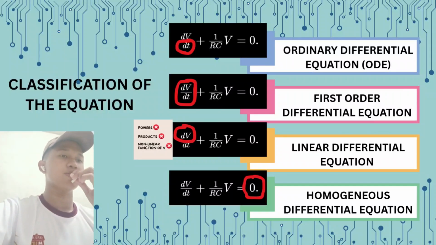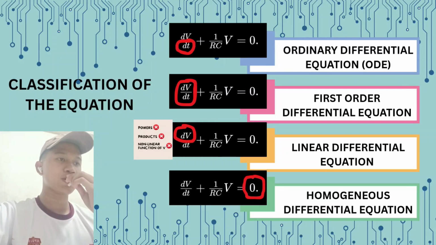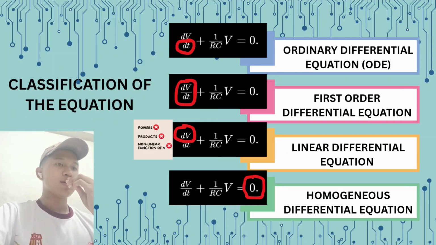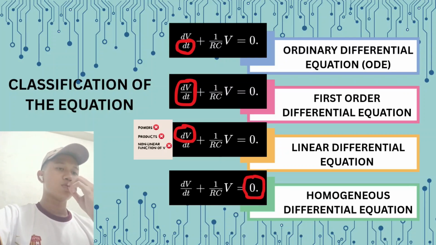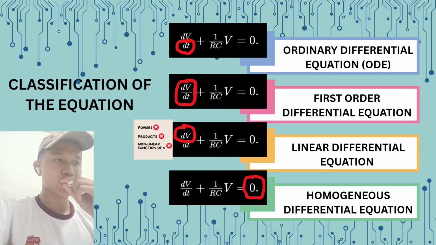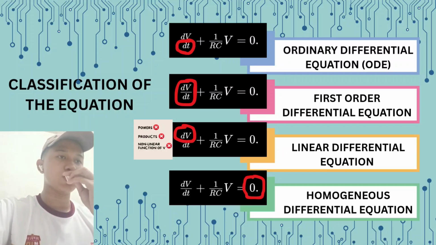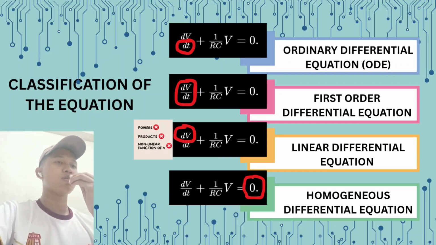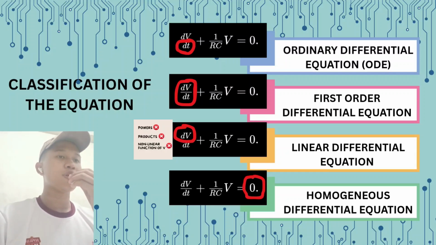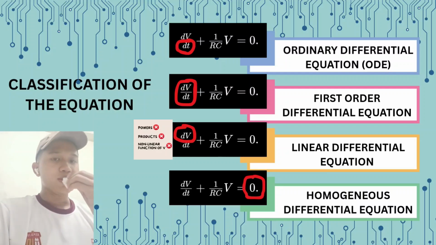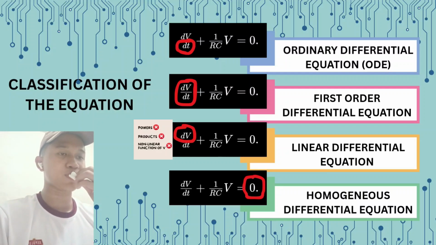Classification of the equation. For this slide, we are looking for the classification of the differential equation that represents the RC circuit discharge. Now let's classify this equation step by step. Ordinary differential equation, ODE. It's called an ordinary differential equation because it has only one independent variable, which is time. That means the voltage changes only with respect to time.